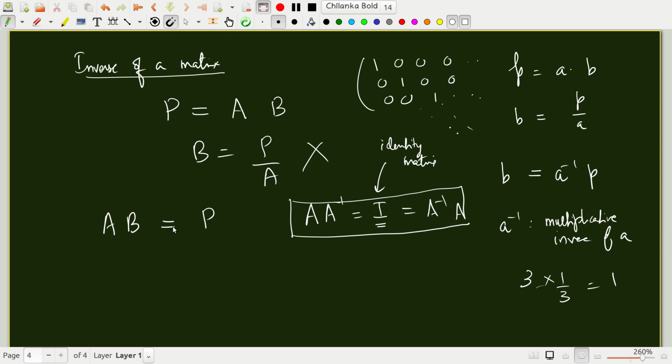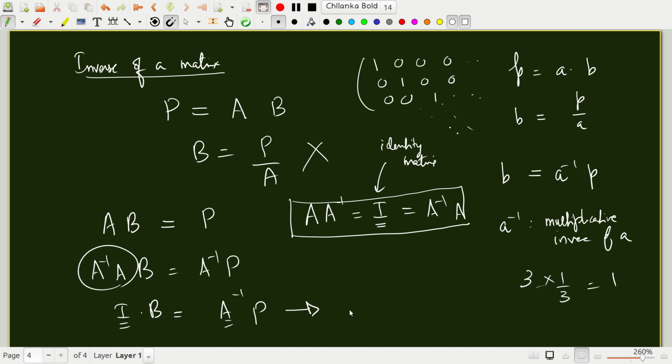So how do I find B? I simply pre-multiply by A inverse. Now, A inverse A is I, and I times B is B. We have already seen that; that's the definition of an identity operator. So B is A inverse multiplied by P. This is the importance of the inverse.